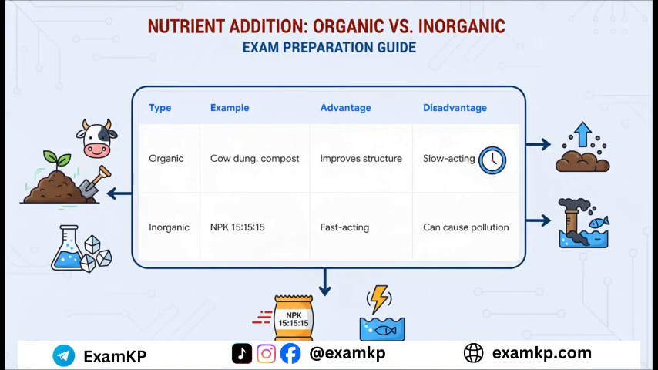One of the main ways to add nutrients is with manures and fertilizers. This comparison table is a classic. On one hand, you have organic manures. Think of cow dung or compost. They're natural. They improve the soil structure, but they work slowly. On the other hand, you have inorganic fertilizers like your NPK 15-15-15.